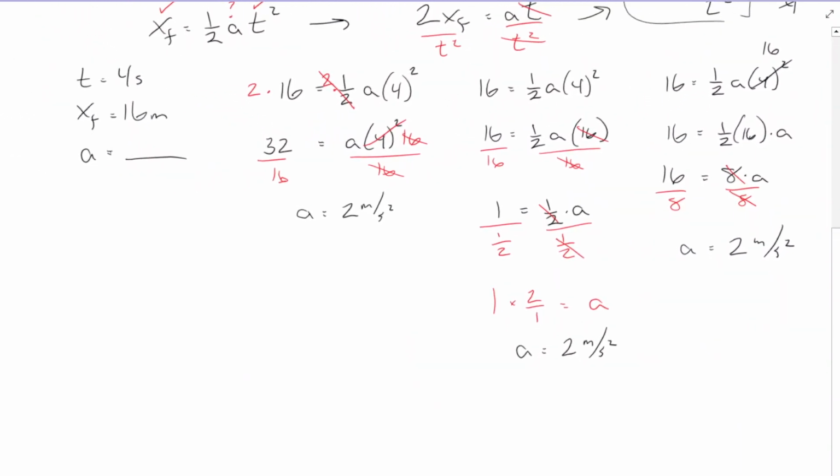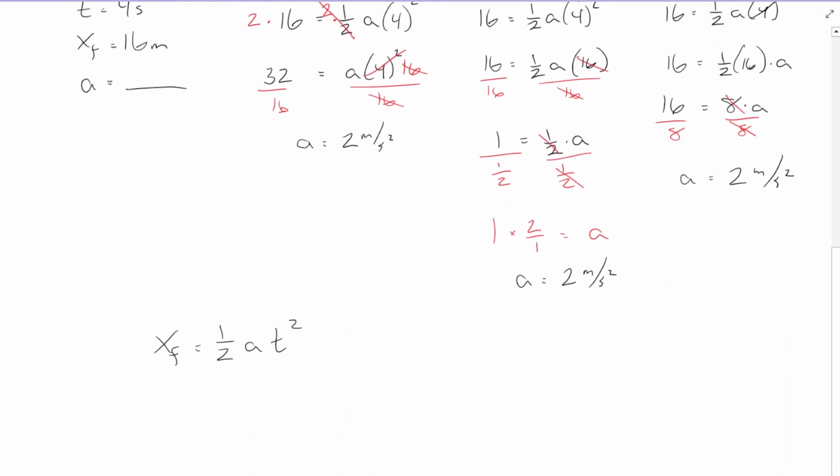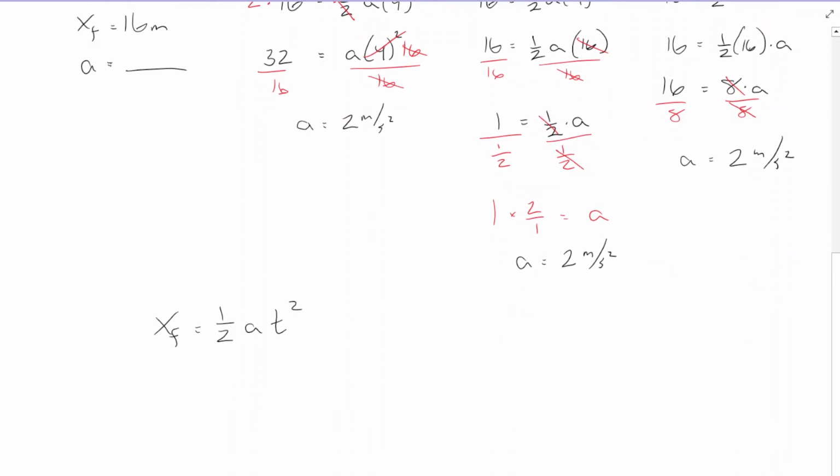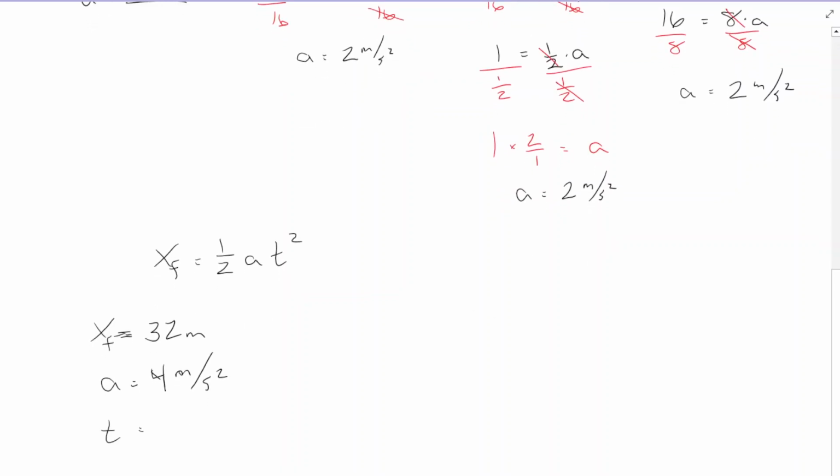All right, last one here. Let's look at this same equation. x final is 1/2 a t squared. But what if we want to know what t is? What if we know that x final is given to us as 32 meters, and a is 4 meters per second squared, and we want to know what t is? Now the unknown is t. I have x final, I have a, and I want to know what t is. How do we solve that equation?